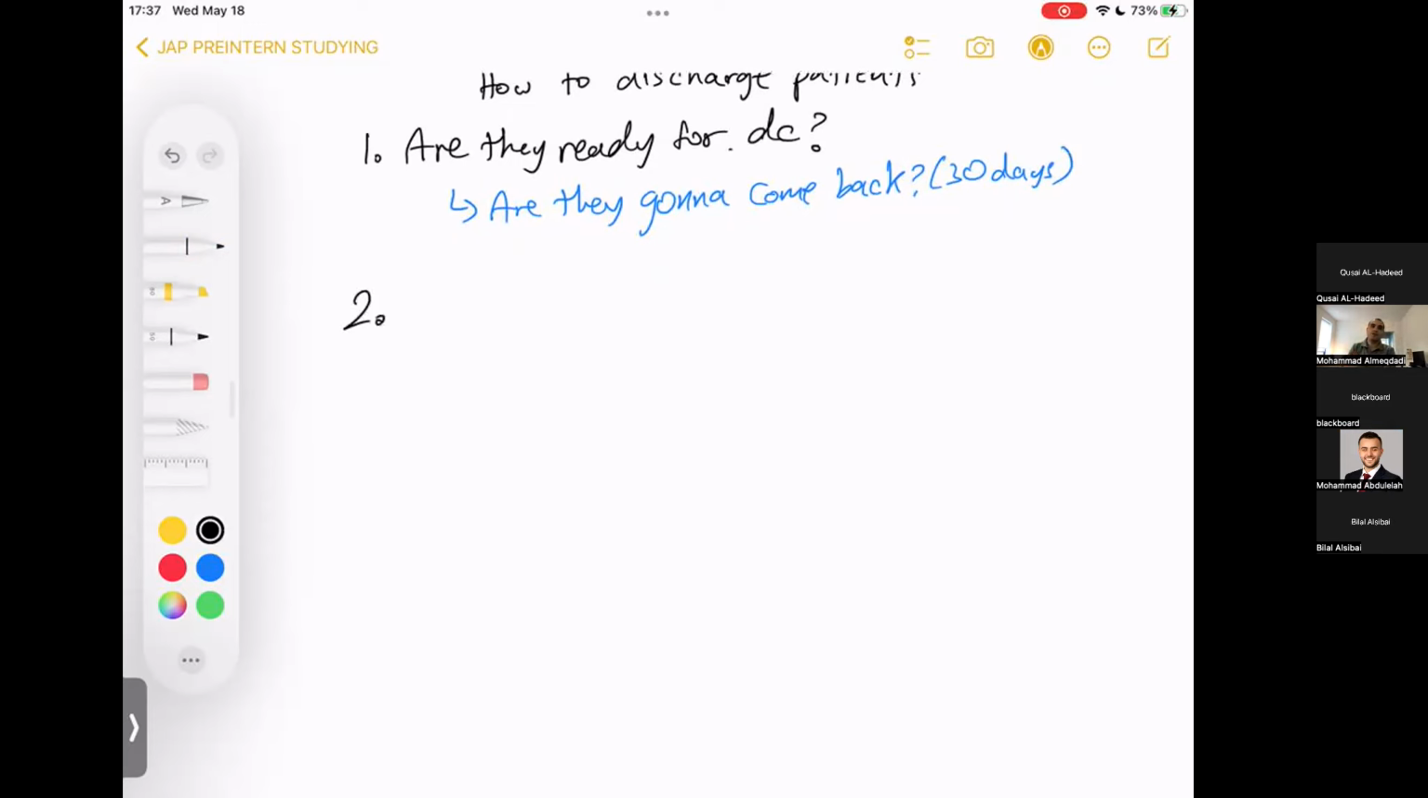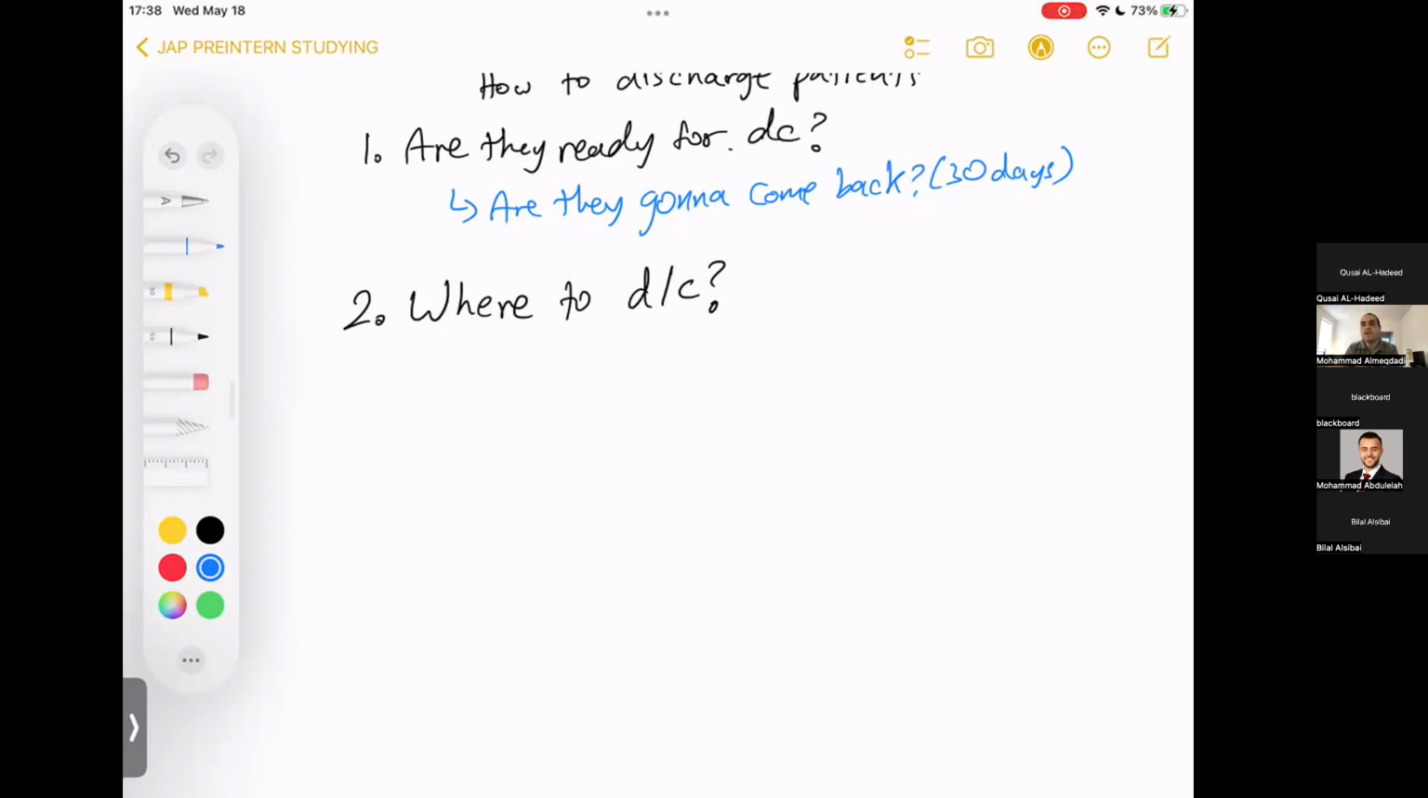Question number two you have to ask yourself is, where do you discharge the patient? So where to discharge these patients? Again, we're not used to it. We're not used to where to discharge a patient. We're usually used to discharging these patients to home, and that's it. Family takes care of them, no problem, right? But you have many options here.